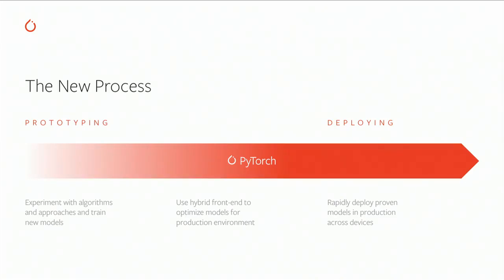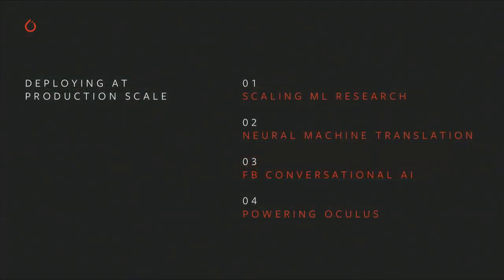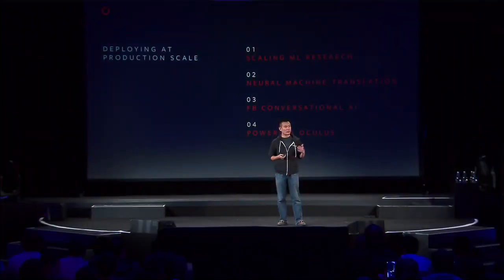Next, I want to introduce several different topics. Different speakers come here to talk about deploying PyTorch at production scale at Facebook. The topics include scaling ML research, neural machine translation, Facebook conversational AI, and powering Oculus. That's all from research to production at massive scale. Without further ado, let me introduce Michael to talk about scaling ML research.